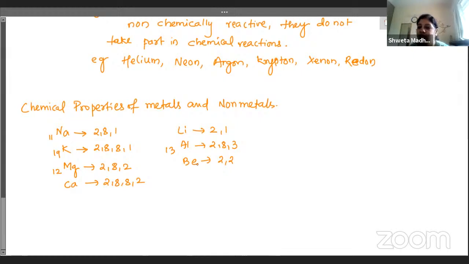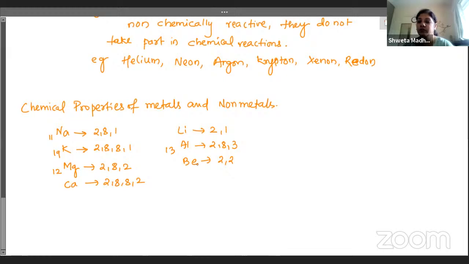Therefore, in chemical reactions they have a tendency to lose electrons because they have 1, 2, or 3 electrons. They can't gain electrons, because if they wanted to gain, they would have to gain 5, 6, or 7 electrons, which no one will give. So they can't gain electrons. They have a tendency to lose electrons, and after losing, they become electropositive. They form positively charged ions.